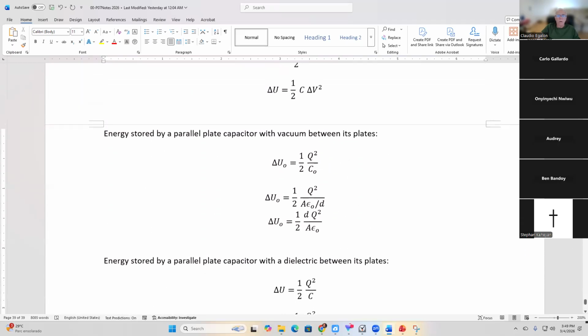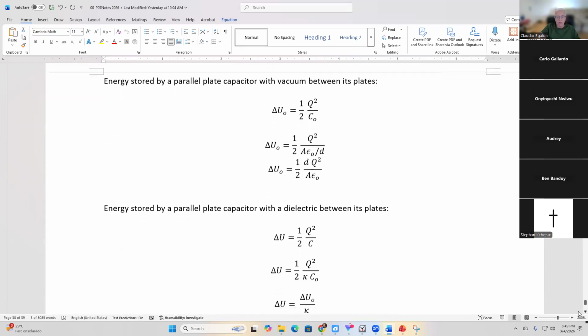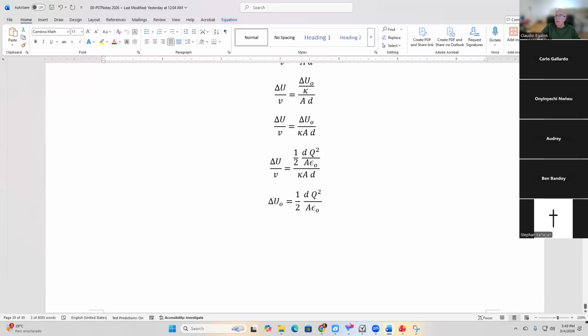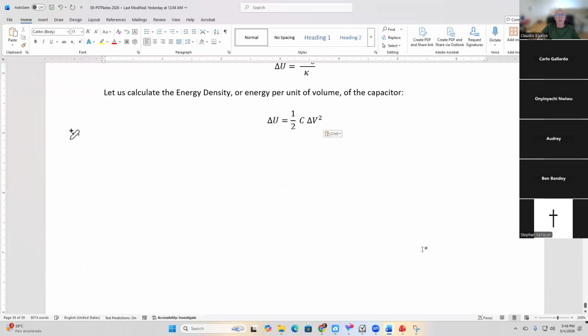Okay, we found that the potential energy is half C V squared, right? This one is easy to memorize because it's very similar to the equation of kinetic energy, half mass velocity squared. Let's calculate the electric potential energy of a parallel plate capacitor using this equation instead of what I'm doing here. And then I'll worry about the energy per unit of volume. Okay, so let's go to the next step.